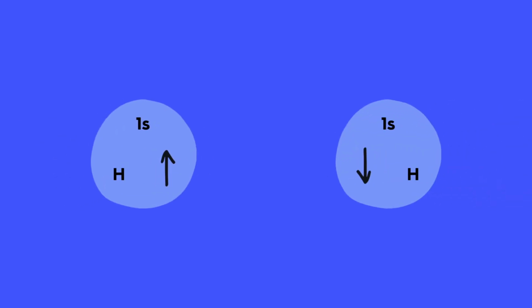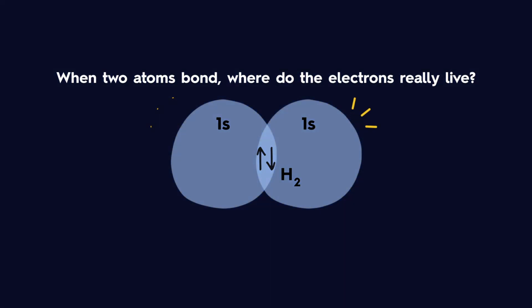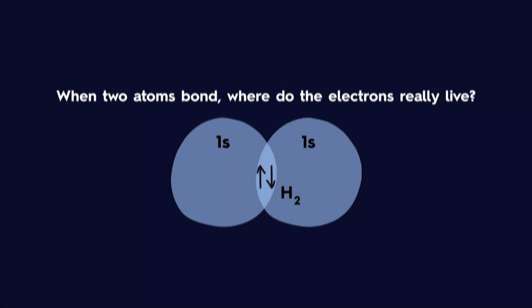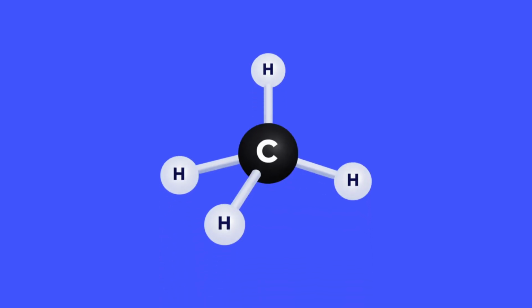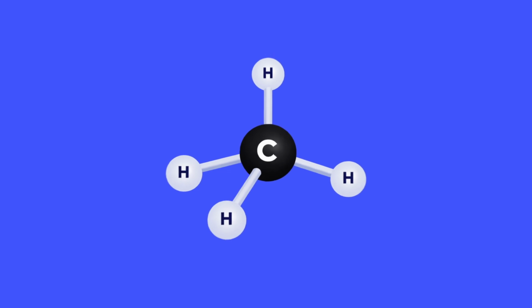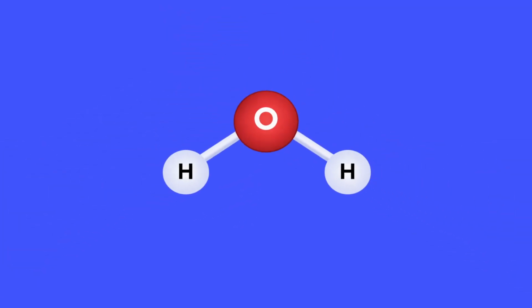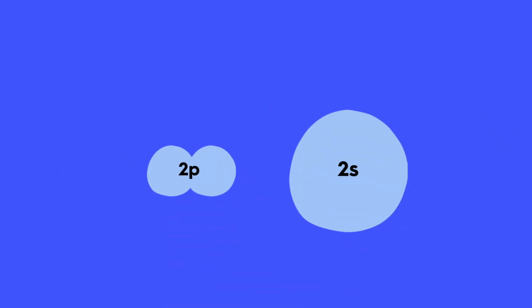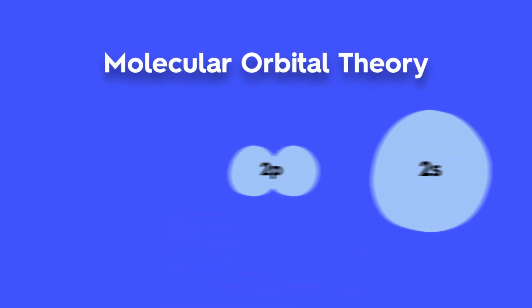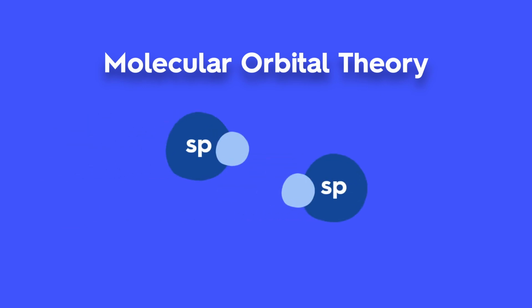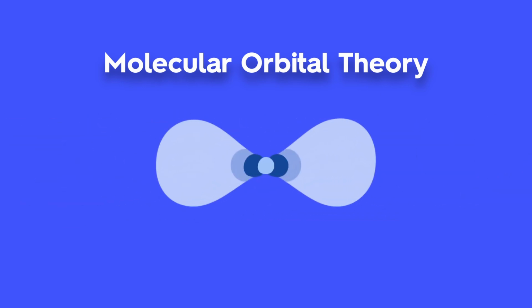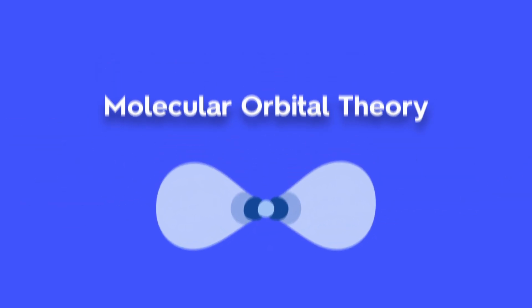When two atoms bond, where do the electrons really live? Are they trapped between atoms or spread across the entire molecule? In many molecules, electrons don't belong to just one atom. Instead, they're shared across the entire molecule. In this video, you'll learn what molecular orbital theory is, how atomic orbitals combine, and how that leads to bonding and antibonding orbitals.